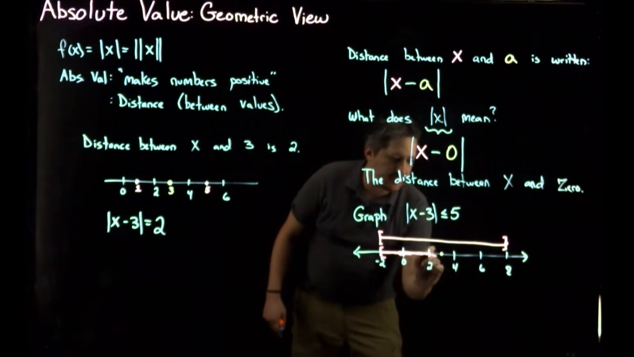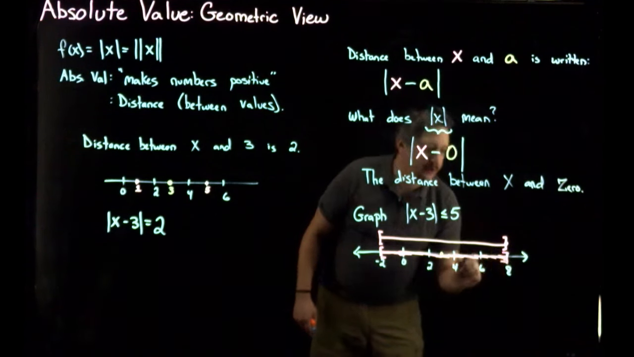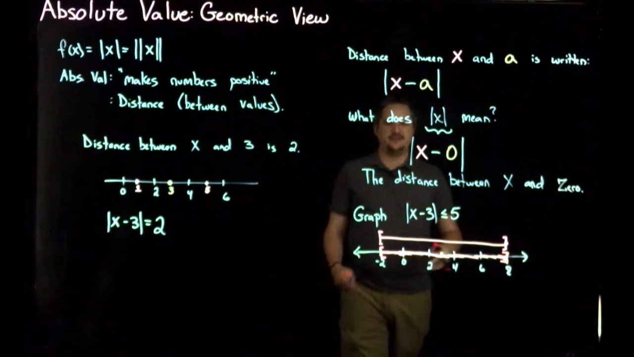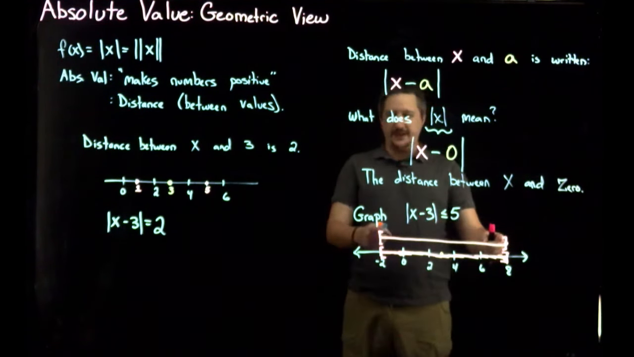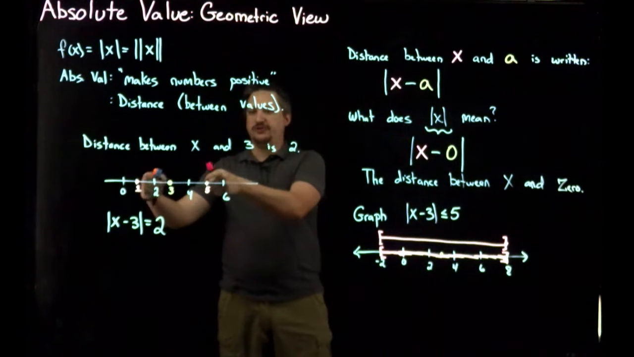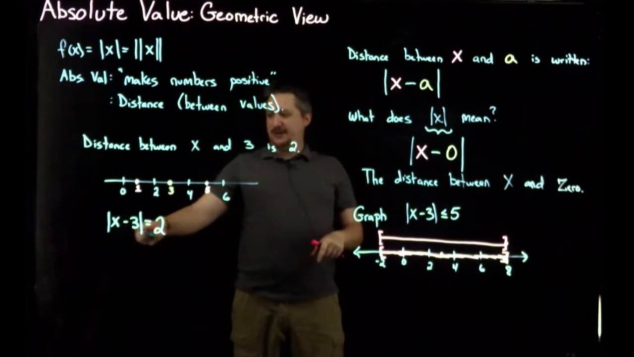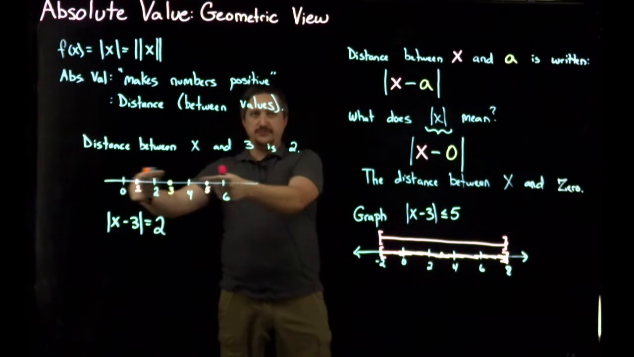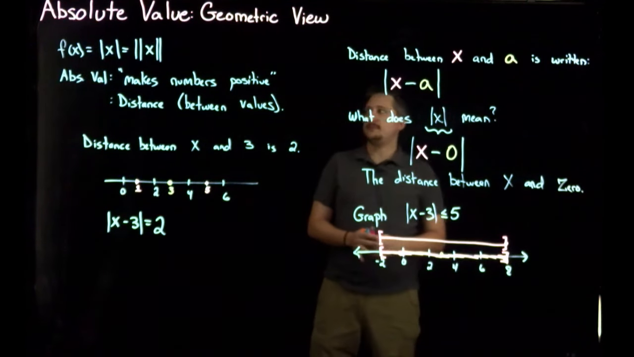The key here, though, is that I am coloring in the section, right? I'm including all of this as solution, not just the endpoints, because of the inequality. If this were equal to 5, then just like it was over here, I would have just the points, because it is an equal, right? So this is the absolute value of x minus 3 equals 5, and so I have just these, not the other pieces, because this is not an inequality, okay?